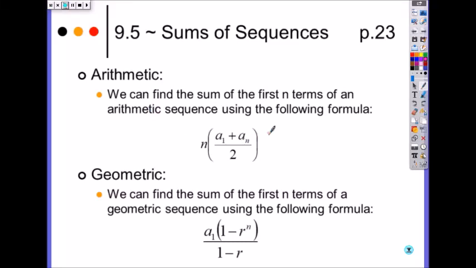Today we're going to go over the sum of sequences. Here is the formula for arithmetic and geometric. The formulas will be given to you, so you just need to know how to use them. For arithmetic, when you're looking for the series, it's the number of terms times the first term plus the last term, divided by 2. For geometric, you do the first term times 1 minus the ratio raised to the n, the number of terms, divided by 1 minus r.